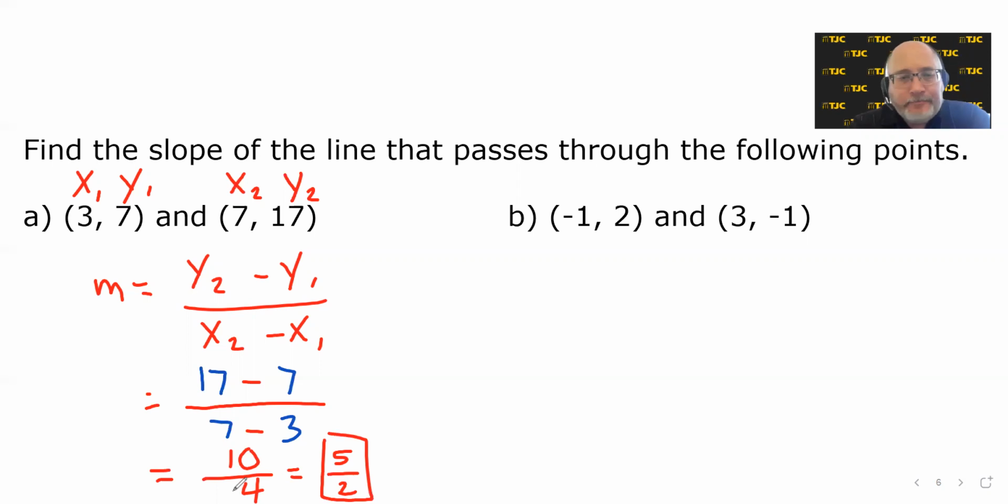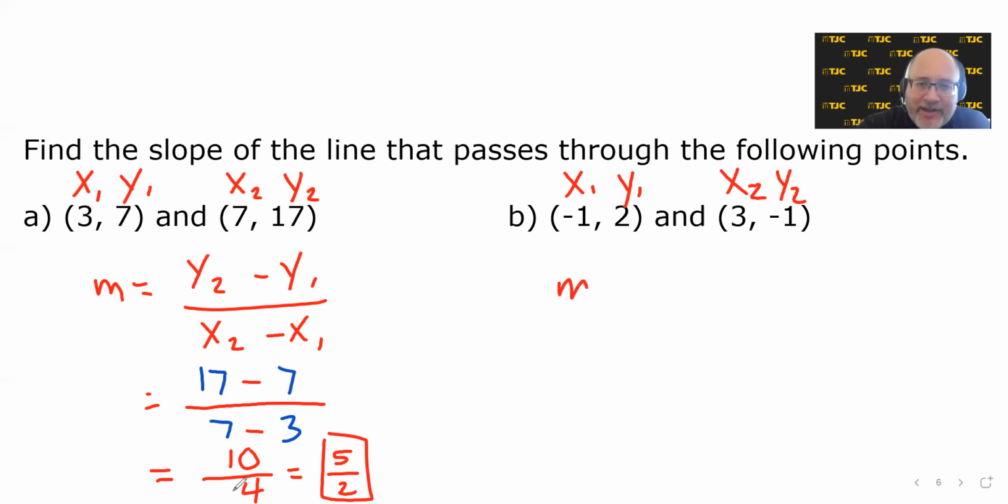Now, the other one, you got to be careful because of all the negatives. I would still label the x's and the y's. First x, first y, second x, second y. And if you're thinking, I don't want to waste time writing that, I'll tell you right now, the most common mistake people make with this formula is putting the numbers in the wrong place. So it is worth your time to prevent that from happening.